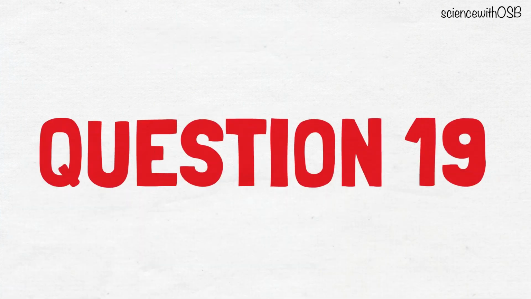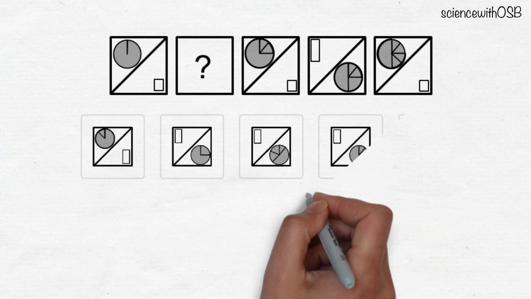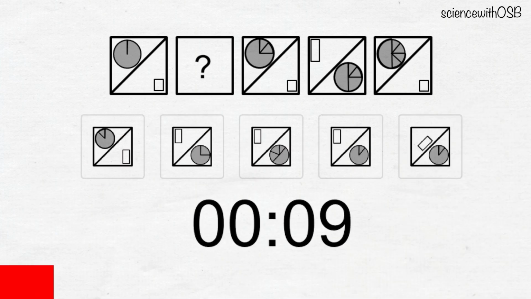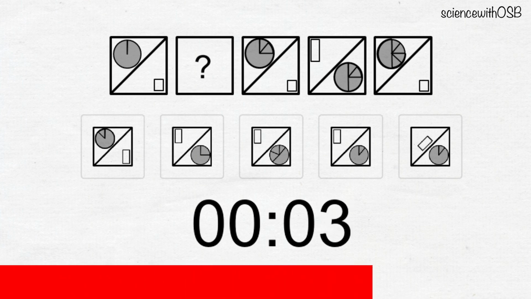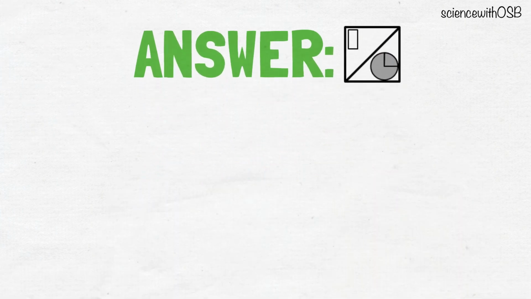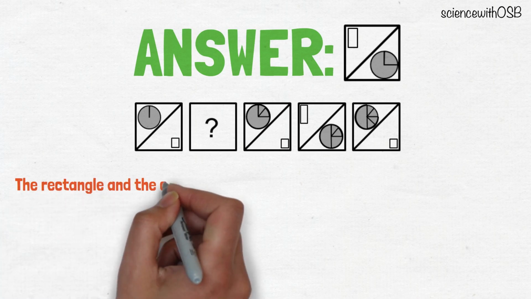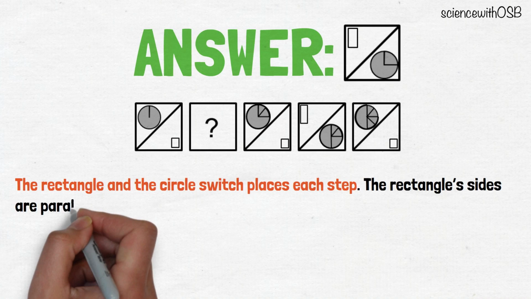Question number 19. Choose the image that completes the pattern. The correct answer is option 2. The rectangle and the circle switch places each step. The rectangle sides are parallel to the corner.